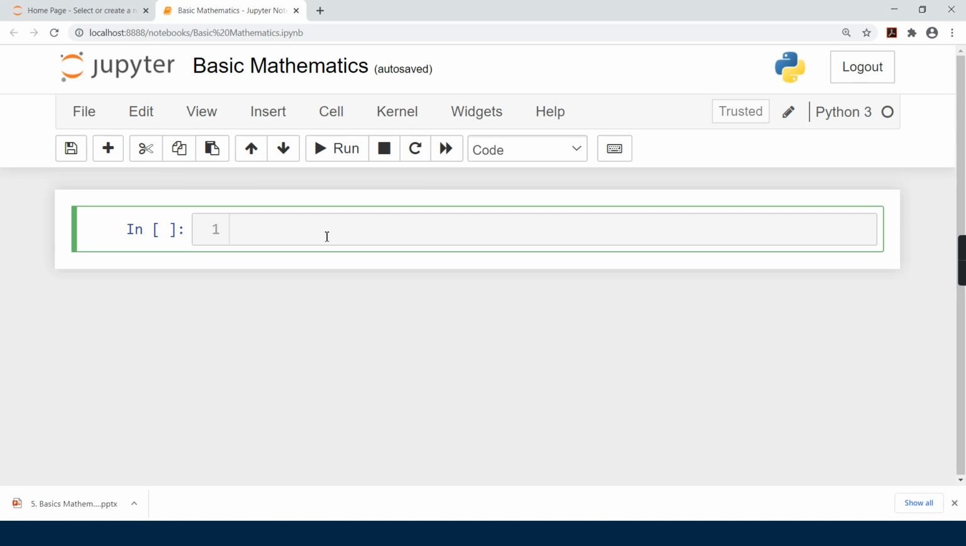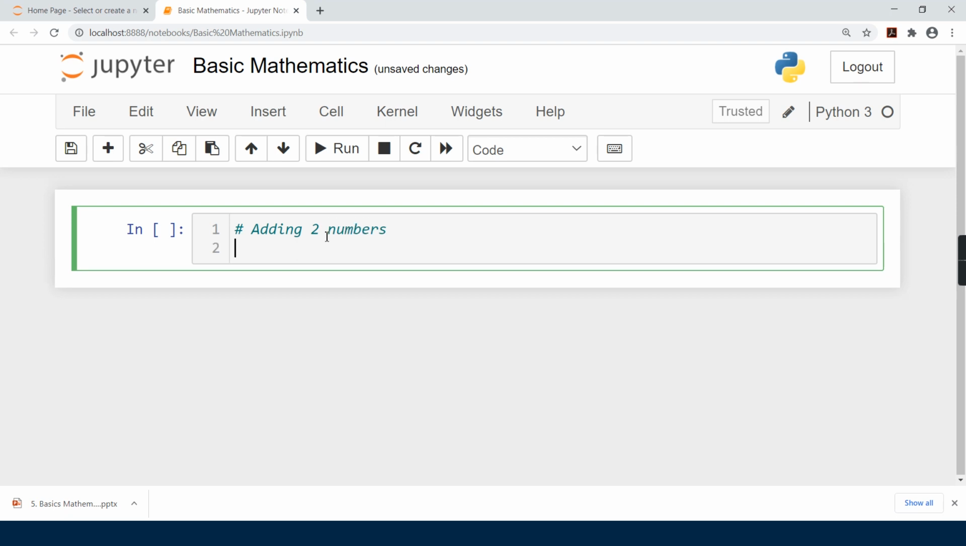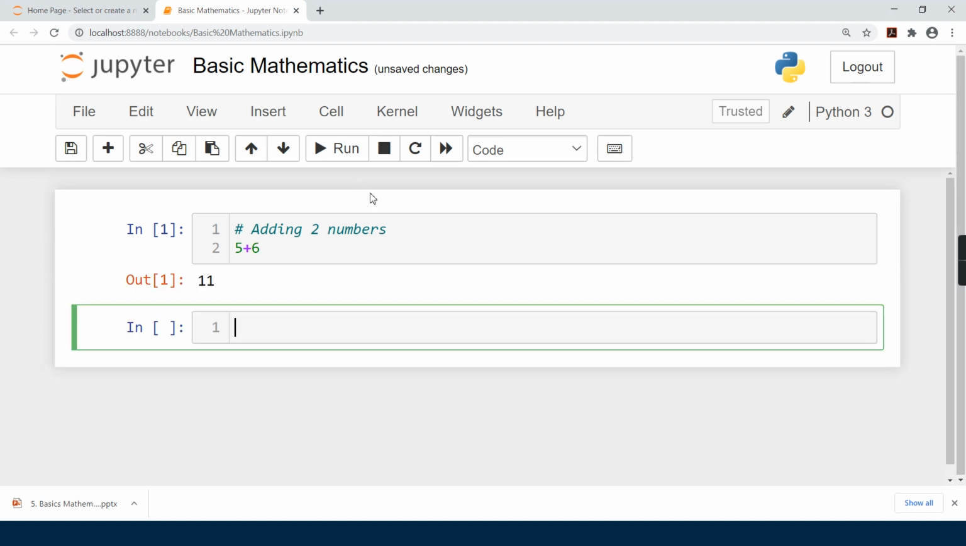Okay, so here I'm in my Jupyter Notebook. We'll start off with the basic addition. Continuing from the previous topic of comments, let's write a small comment. I'll just mention it as adding two numbers. And here, let's just add two numbers, let's say 5 and 6. If I simply say 5 plus 6, we'll get the output as 11.